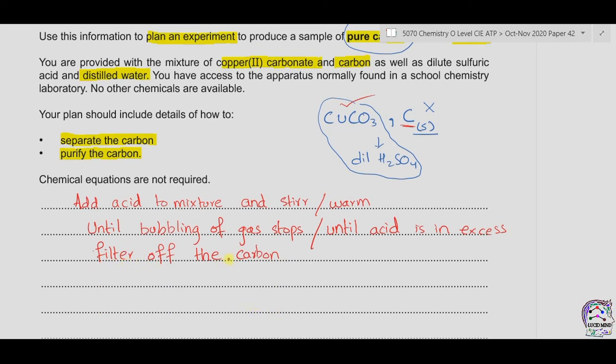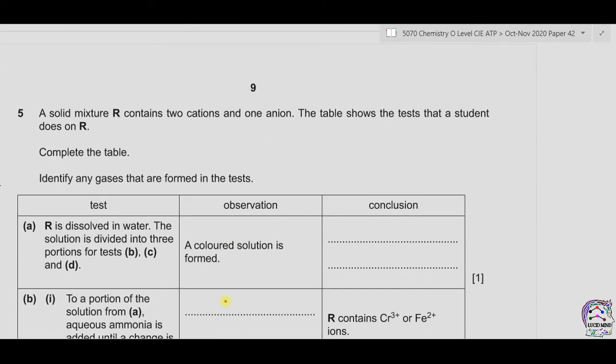Fourth point will be to obtain pure carbon, so we wash the residue of carbon with distilled water and dry it. Now by this method we can obtain pure carbon from this mixture.